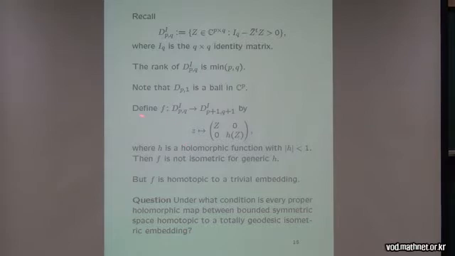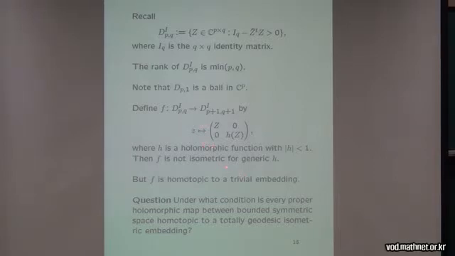So we define F to be, this is capital G. So the first factor is just identity, and we have one more left. So we just put any holomorphic function. Then obviously this is not an isometry for any holomorphic map. So if the rank becomes bigger, then there are infinitely many counterexamples.